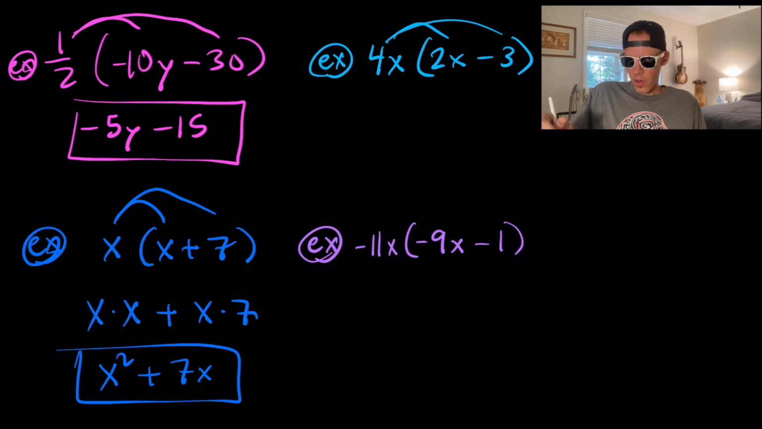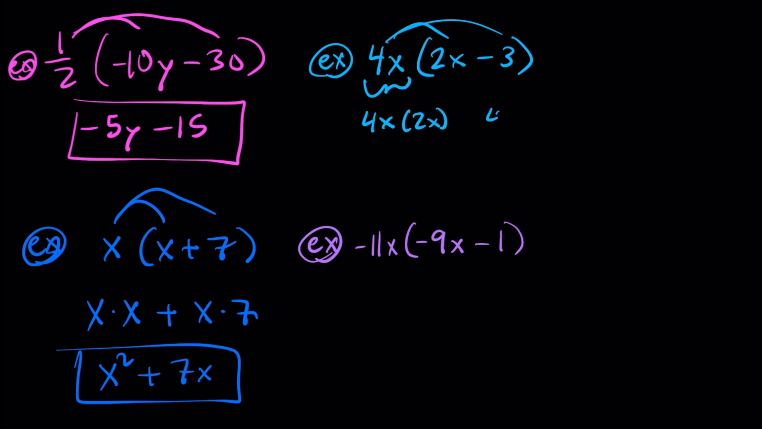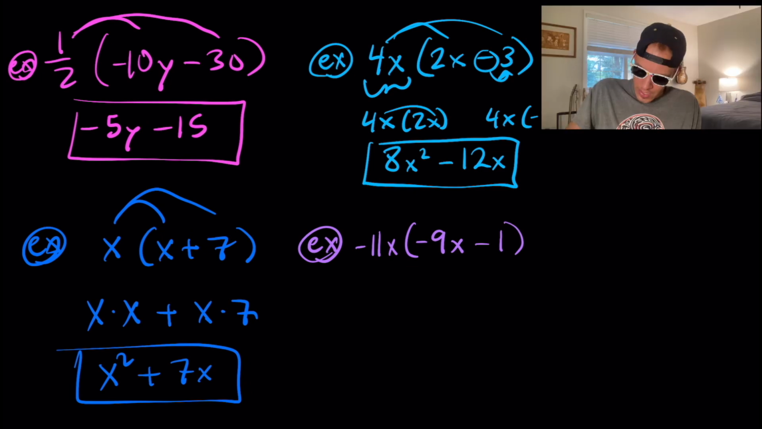Similarly over here, 4x times 2x minus 3. I'm going to distribute the entire term there, not just the x and not just the 4, all of it. So 4x times 2x, and then 4x times minus 3. I'm just attaching that negative to the 3 there. 4x times 2x is going to be 8, and then we have the x times the x is x squared, so 8x squared. And then 4x times negative 3 is going to be negative 12x, so I can just put a minus 12x.